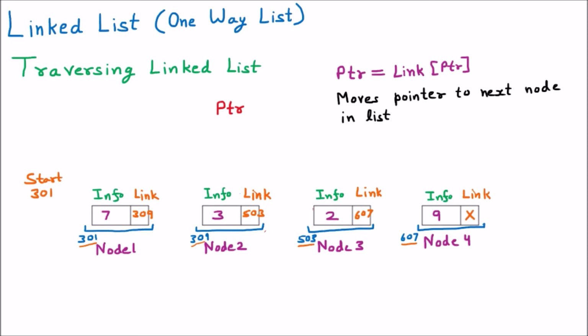Now, talking about the PTR, we are assuming that PTR is a traversing pointer, and the traversing pointer can be anywhere. We are assuming that PTR is pointing to node 2 right now. The address of node 2 is 309. So PTR contains the address of node 2, which is 309. Now we want to somehow modify this 309 to 503 because our target is to reach 503.